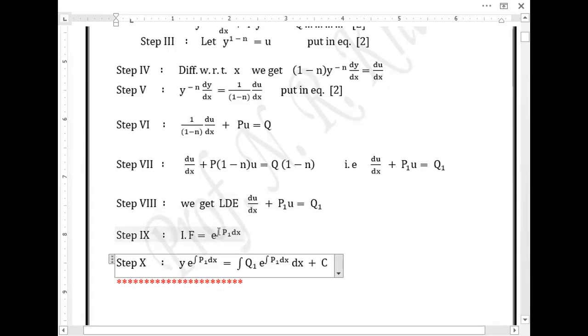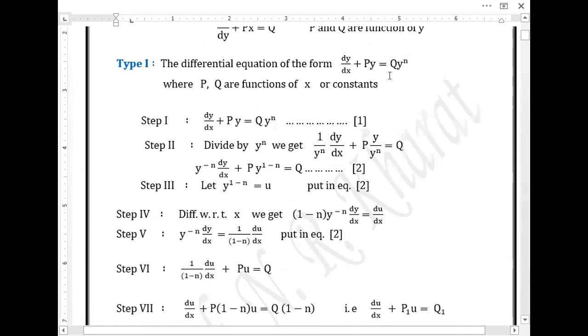The dependent variable here is u. So u into e raised to integration p1 dx is equal to integration of q1 e raised to integration p1 dx, dx, plus c. And lastly, replace the value of u with whatever we assumed. We get the solution of the differential equation when it is in the form of Bernoulli's.